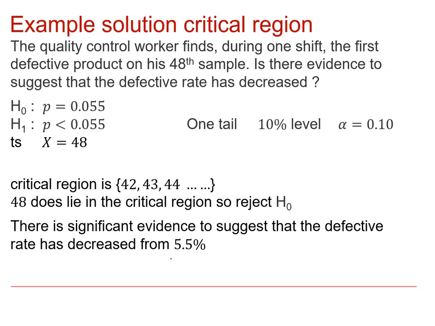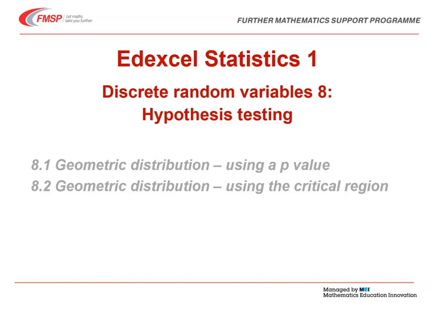The critical region can be written 42, 43, 44, and so on. Any first occurrence of a defective item on the 42nd or beyond sample is going to occur with a probability less than 10%, and so this is our critical region. Obviously 48 definitely does lie in this critical region, so there's significant evidence to suggest that the defective rate has decreased from 5.5%. And that concludes this video.